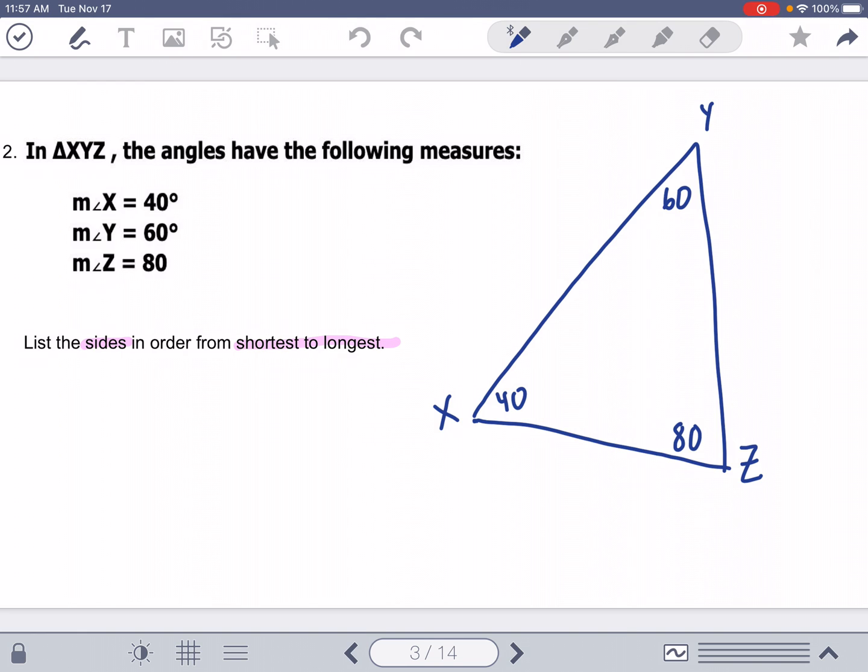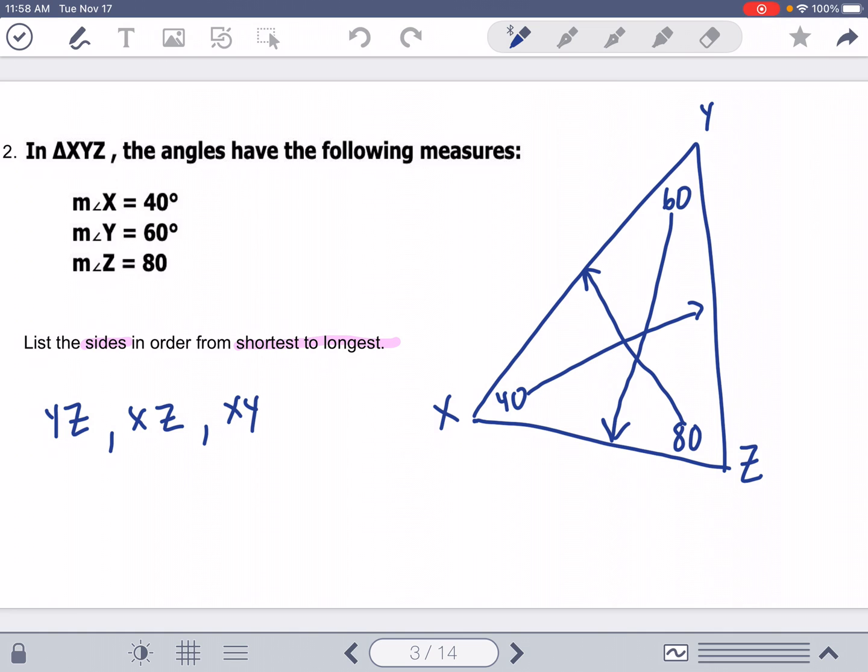So the shortest side is across from the smallest angle. So YZ, 60 is next, so that would be XZ, and the longest side would be across from 80, the biggest angle, XY. So this is when the longest side is across from the biggest angle. The shortest side is across from the smallest angle. And then we've just got the one in the middle.